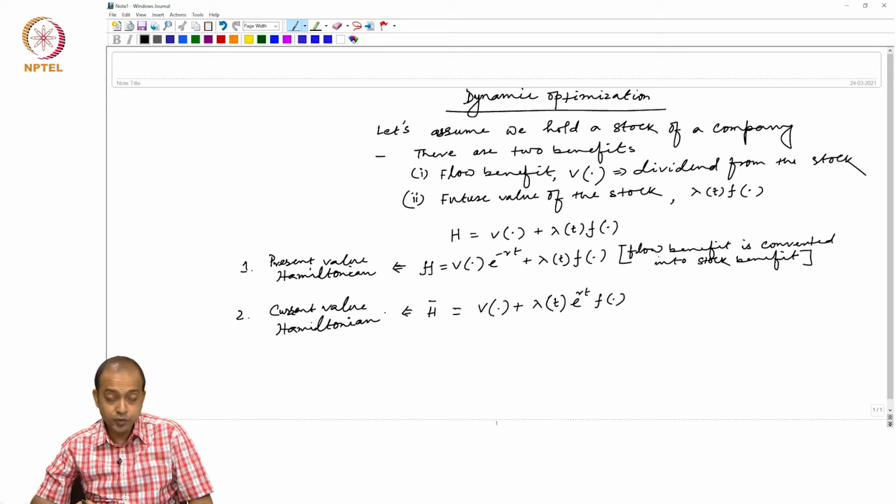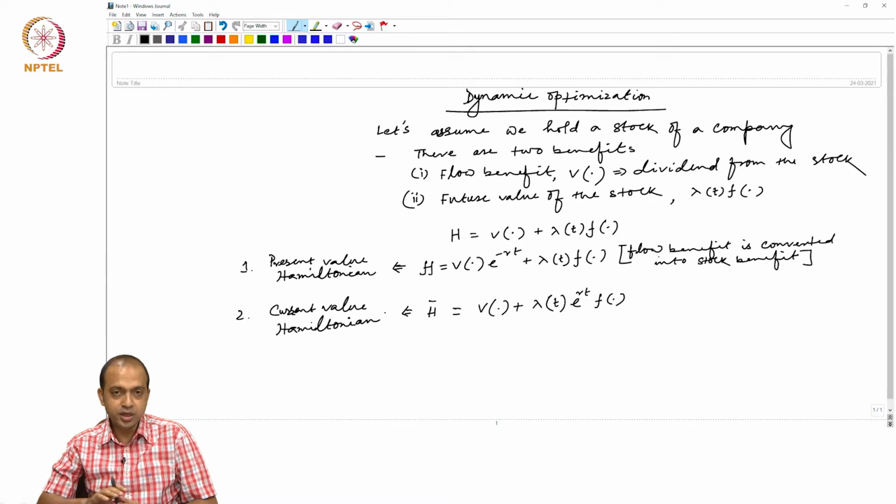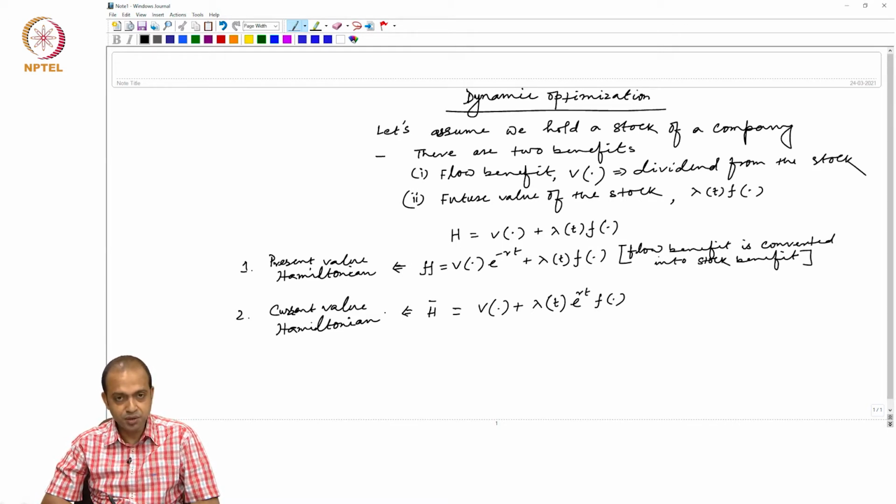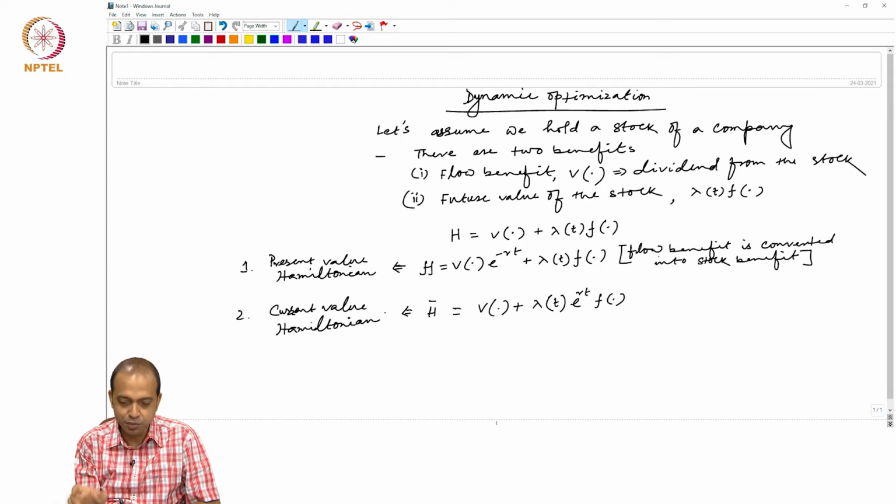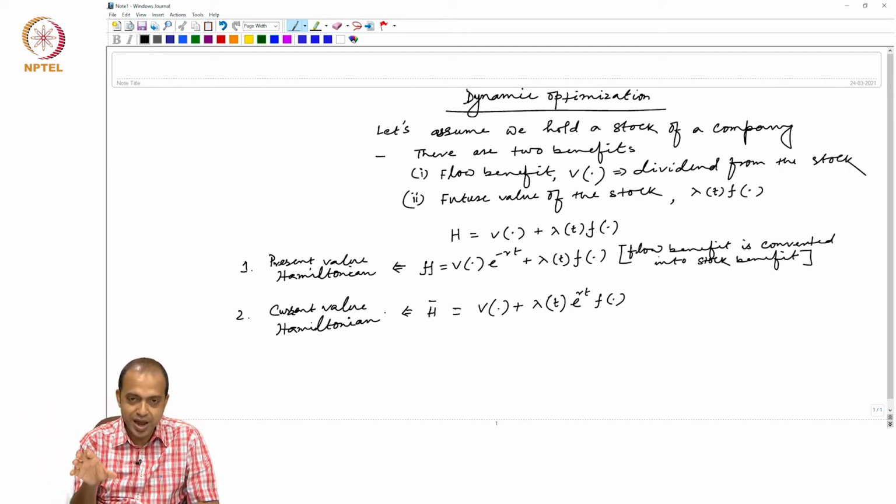Now, do not get confused with the current and present, though the English meaning of present and current both are same. Here these are two different functions, we need to understand conceptually. Here I have converted the stock into a flow and then I am adding it. Basically, the idea is in this h function I have two types of benefit, one is flow, another one is stock. Now, when you are adding, we can convert the flow into stock or stock into flow by multiplying either e to the power minus r t or e to the power r t, right. That is the idea. Okay.